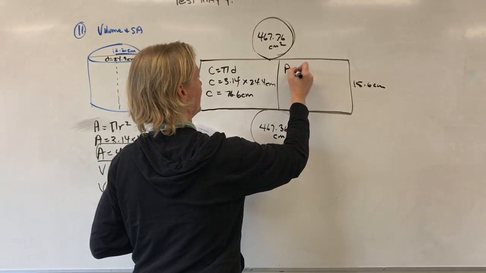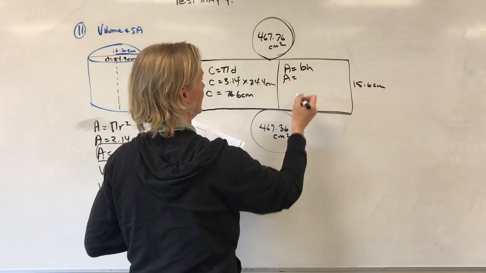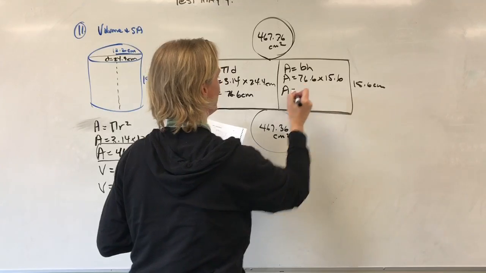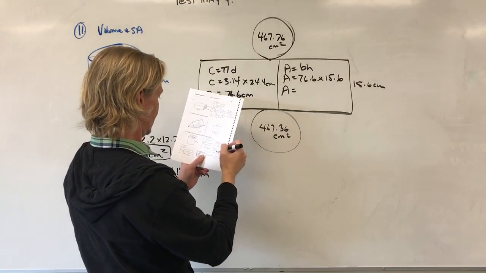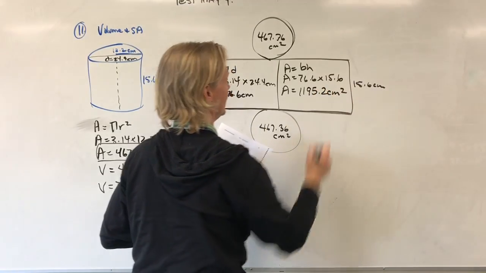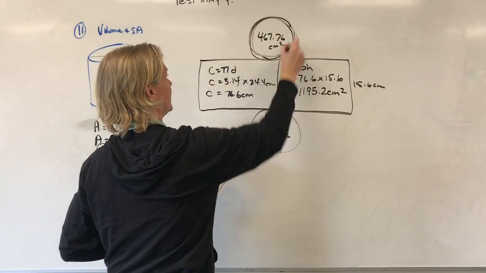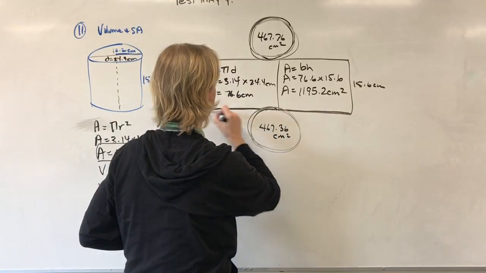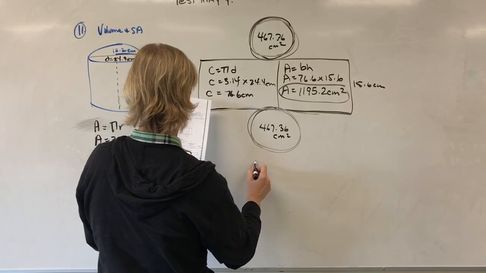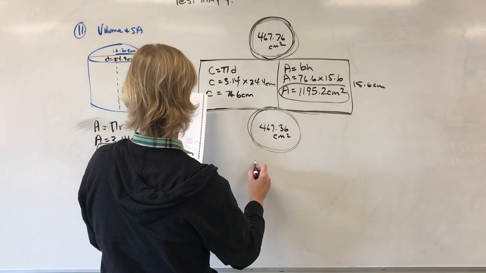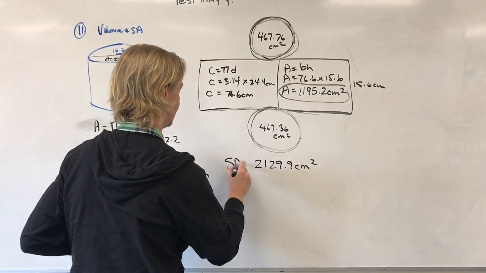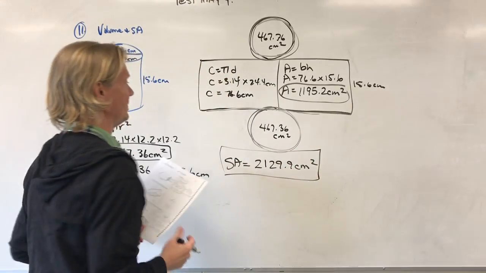So, the area of this is base times height. The base is 76.6 times the height of 15.6. So the area of the rectangle is 1195.2 centimeters squared. Now, I take these 3 values, the circle here, and this rectangle, which is this, and I add all 3 of them together, and I get 2,129.9 centimeters squared. That is the surface area of that cylinder.